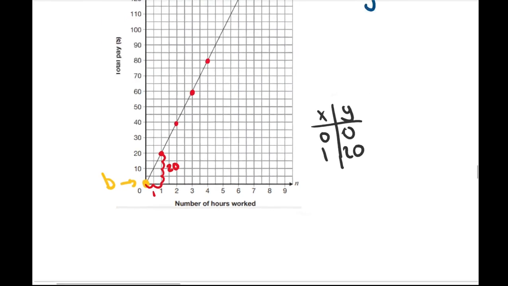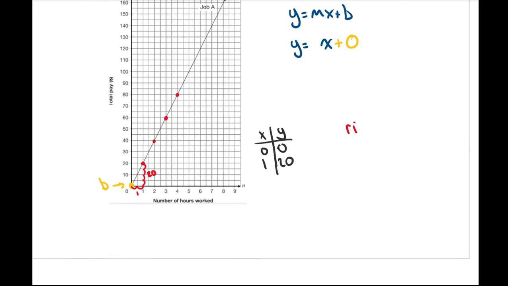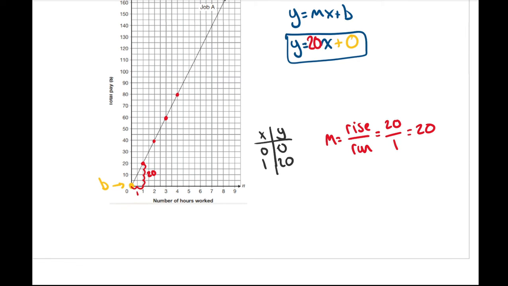So that means our rise over run equals our rise was 20 over our run, which was 1. We could simplify this to just 20. And this is our m value. So our equation then will be y equals 20x plus 0, or again, you could just take out that plus 0 if you really needed to.